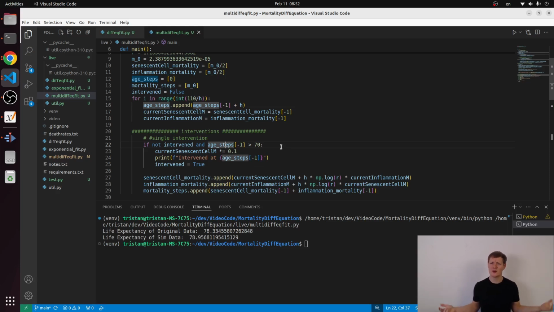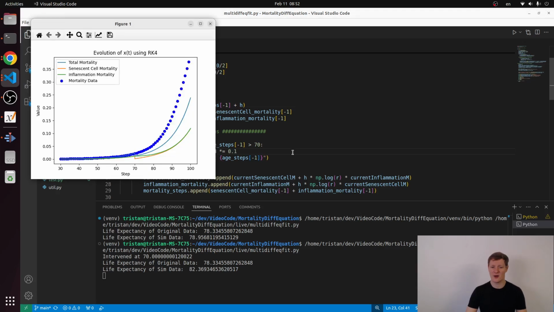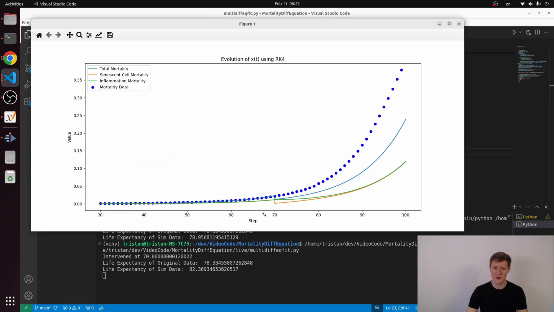And that's actually not totally unrealistic. I mean, senolytics are not quite in the limelight yet, but I think that this actually might be one of the first anti-aging interventions we will see. And then I can run this again, and we can see how our life expectancy changes and how our graphs change.